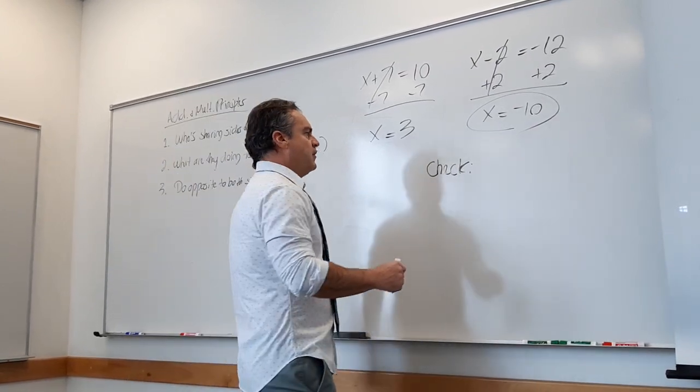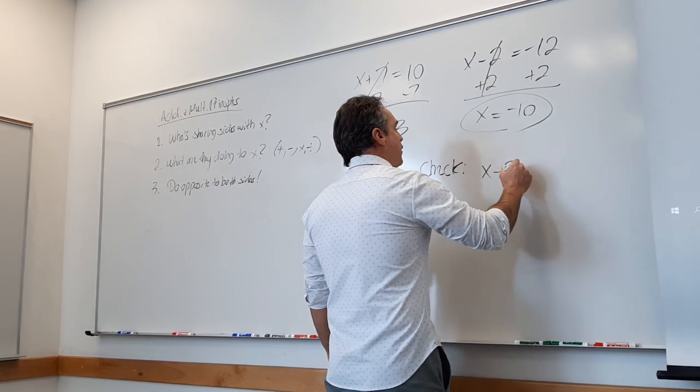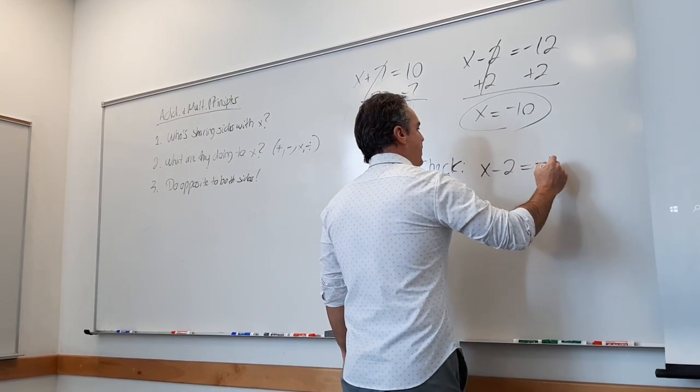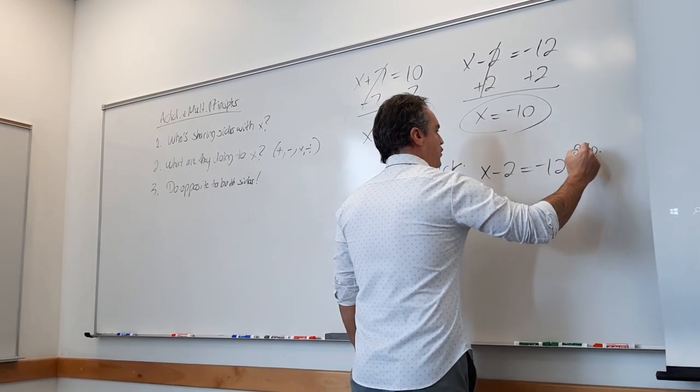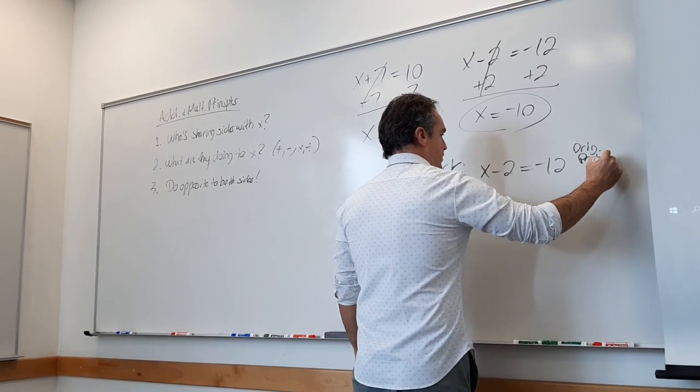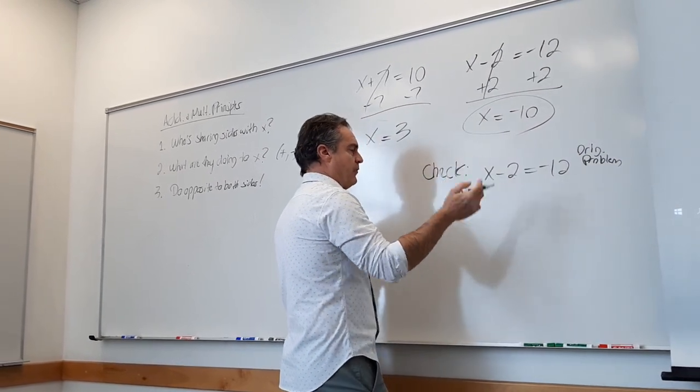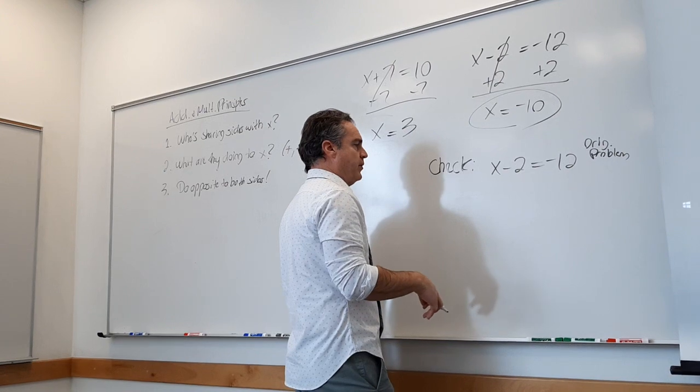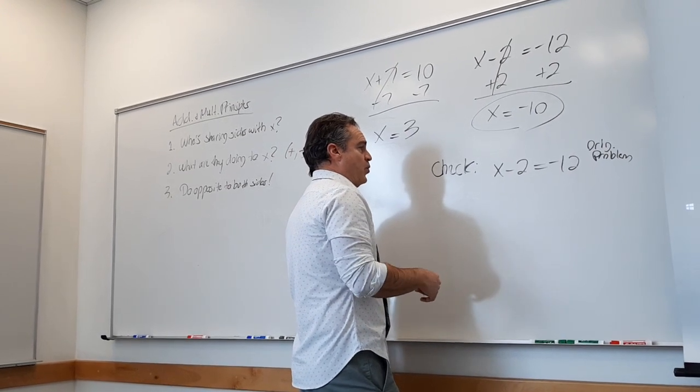So let's check this. The first thing we do, we write the original problem. X minus 2 equals negative 12. So you're going to write the original problem. Okay? This all night tonight in your homework or whatever you do it. This afternoon, tomorrow, whatever. 6 o'clock in the morning on Wednesday.